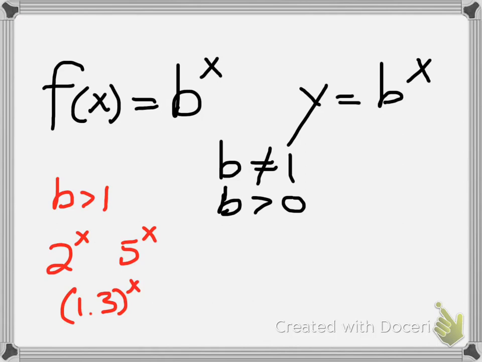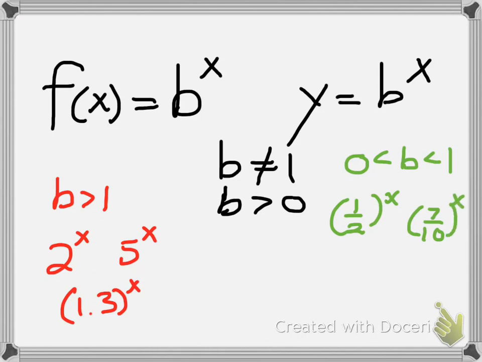For decay, that base must be between 0 and 1. Most people think of it as a fraction. But be careful, because the fraction still has to be less than 1. So for example, (1/2) to the x, or (7/10) to the x are two examples of basic functions of exponential decay. Again, most people think of them as fractions, but just be careful that the fraction itself is less than 1. For example, (3/2) to the x is still considered a growth function.